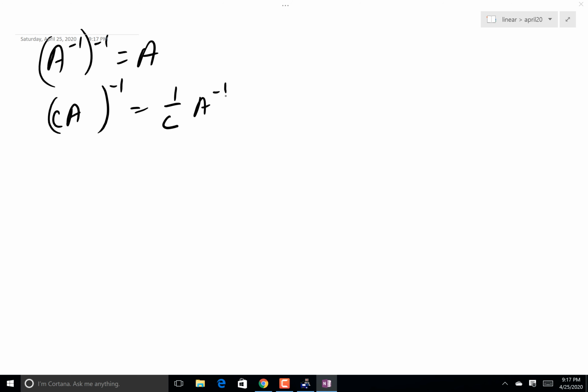Obviously, if you take the inverse of an inverse, what do you get? Obviously, you get back where you started from. Just a couple more properties here. And we will use a couple of those properties later on, just so you know they're there.